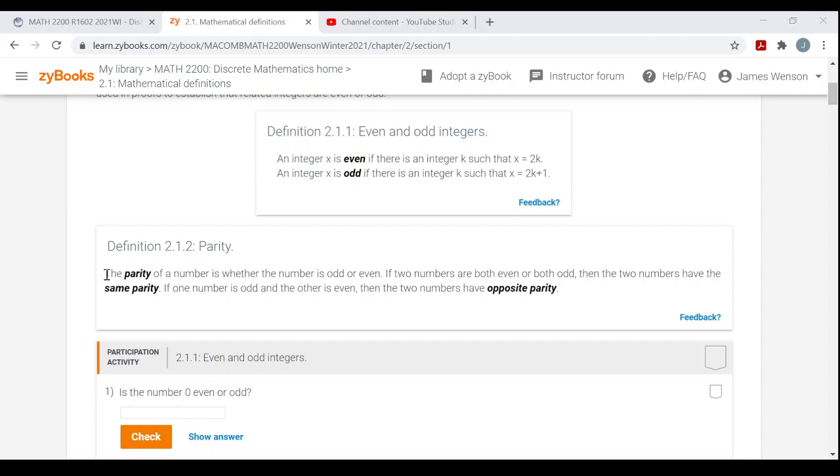Alright, some other definitions here. The parity of a number is whether the number is odd or even. So if two numbers are both even or they're both odd, then the two numbers are said to have the same parity. If one number is odd and the other is even, then the two numbers have opposite parity.